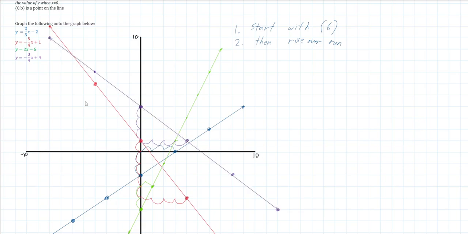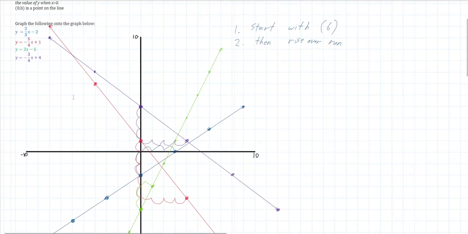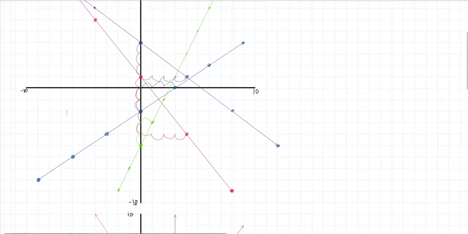Okay, and if you've done it correctly, you will see that it hits all of your different dots that you've placed. Okay, so I hope that basically helps you understand how to graph the slope-intercept form on a graph.